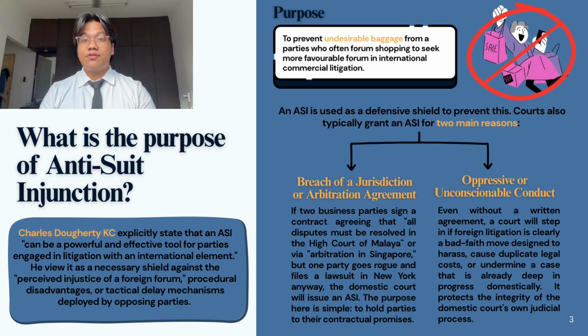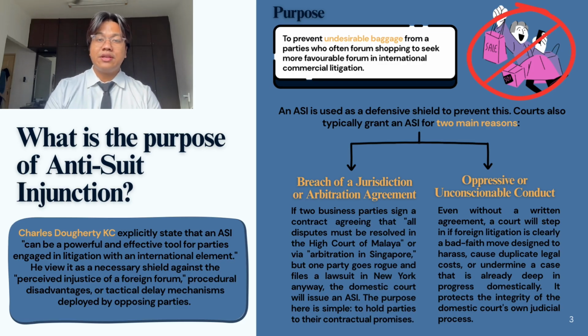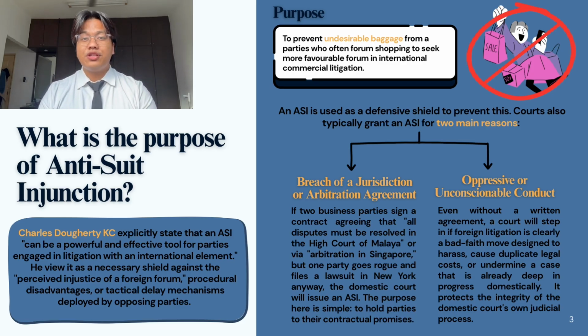Courts generally grant ASIs for two reasons. The first one is to enforce a jurisdiction or arbitration agreement. If parties agree to arbitrate in Singapore and then the other one goes rogue and sues in New York, the domestic court issues an ASI to enforce that contract.